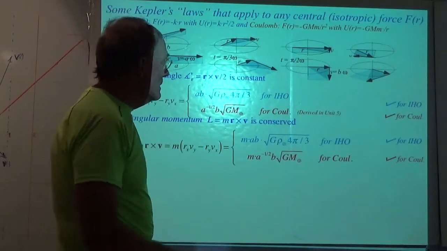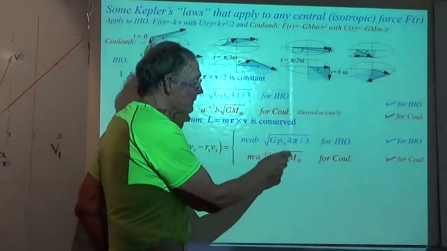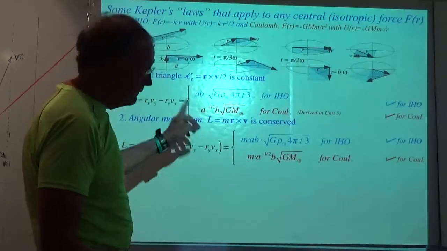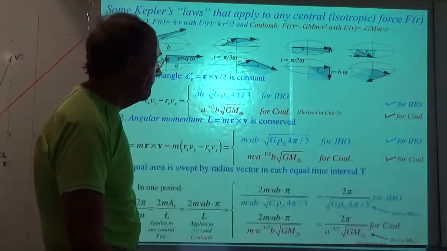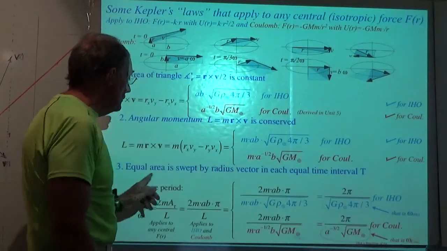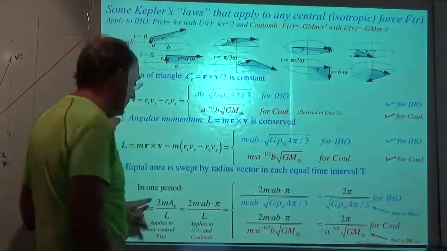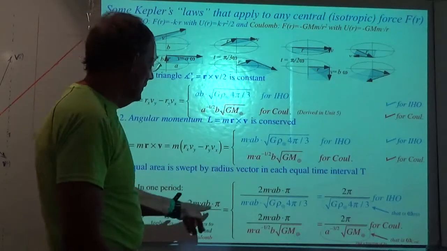All right. The mass of the Earth, by the way, is in the density. These are the properties of the Earth that make these formulas. Well, both of these require some extra thinking for the Coulomb orbit. Okay, an equal area swept by radius vector. All three of these work for any central thing, but these are the actual numerical values for one period.